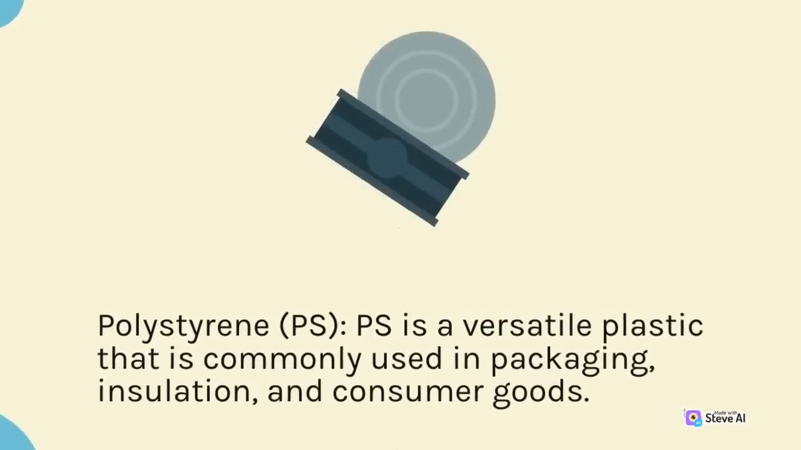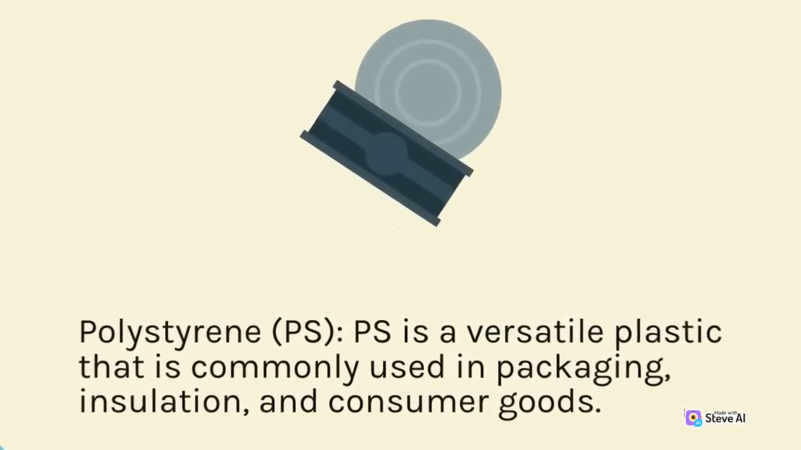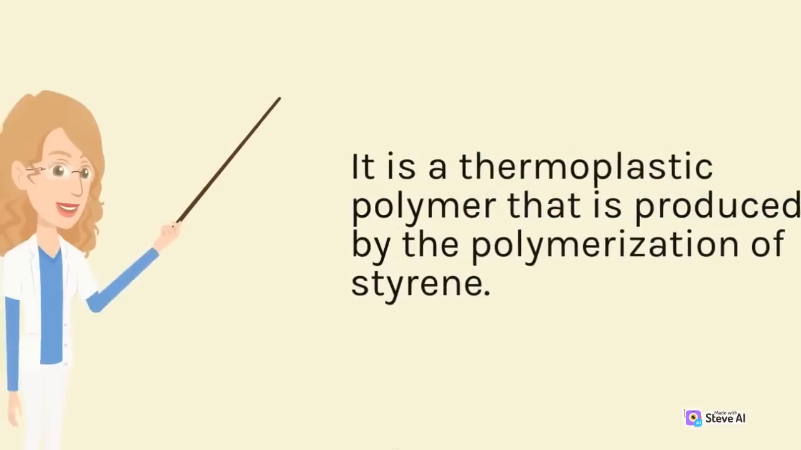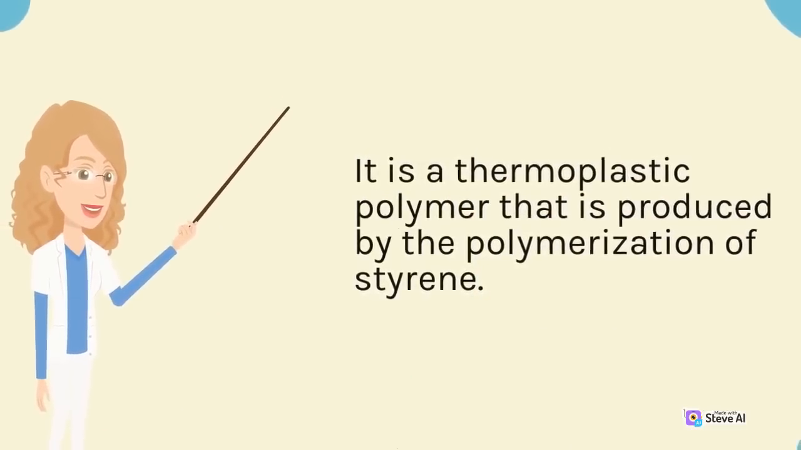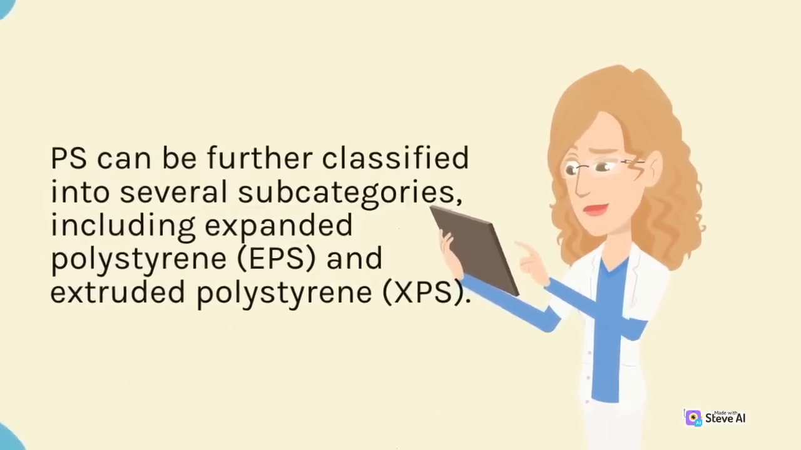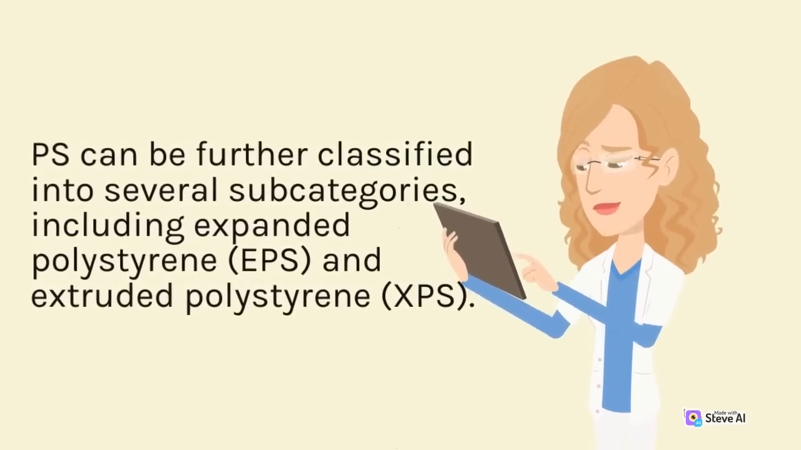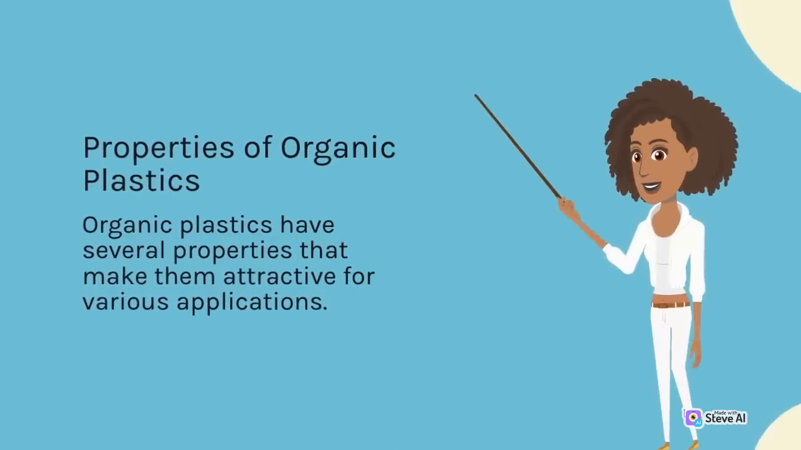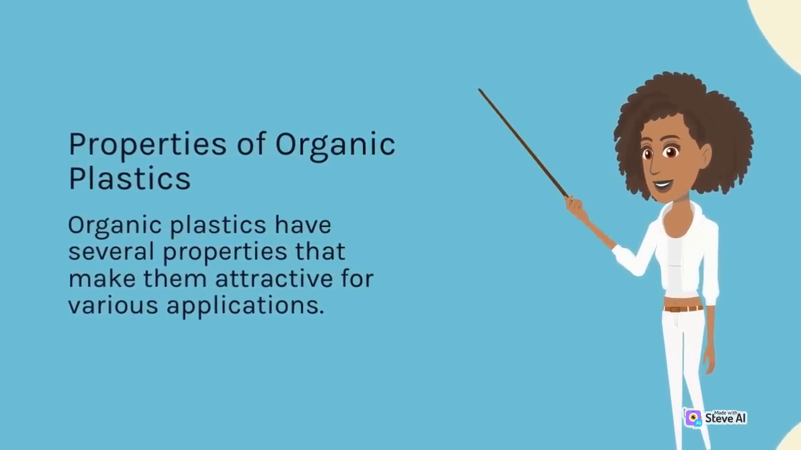Polystyrene, PS. PS is a versatile plastic that is commonly used in packaging, insulation, and consumer goods. It is a thermoplastic polymer that is produced by the polymerization of styrene. PS can be further classified into several subcategories, including expanded polystyrene, EPS, and extruded polystyrene, XPS. Properties of organic plastics. Organic plastics have several properties that make them attractive for various applications.